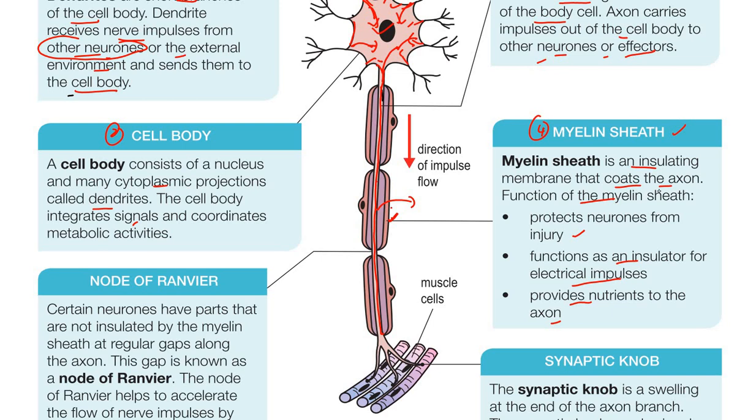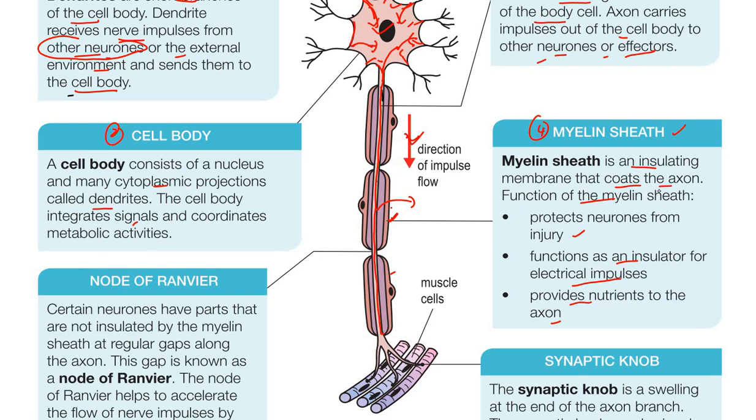Okay, so that's to make sure that the impulse will flow one way. We flow one way, like this direction of impulse, right? Flow one way inside the axon and not come out from the axon. So this is the function of the myelin sheath, to act as an insulator for the electrical impulse, and at the same time it will also provide nutrients to the axon. So this is for the myelin sheath.